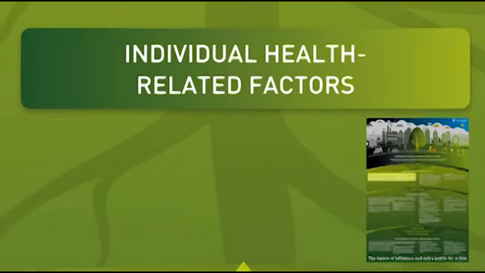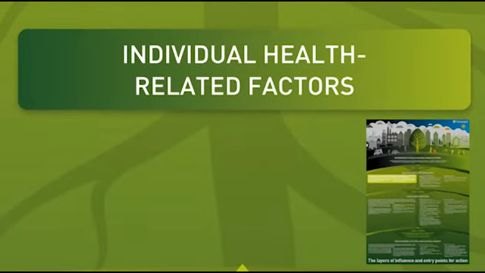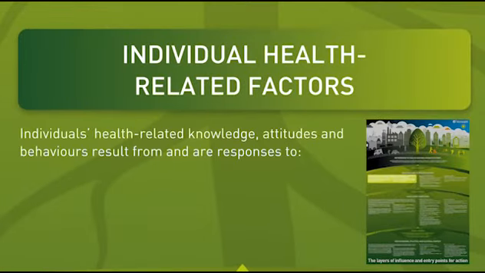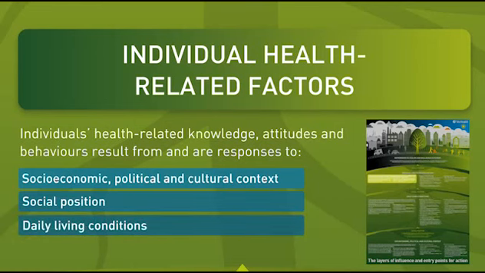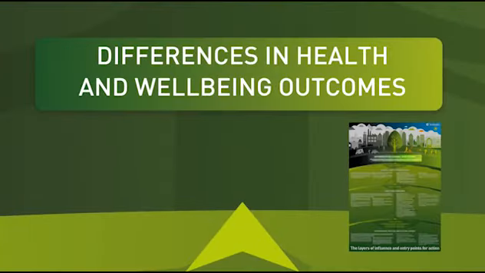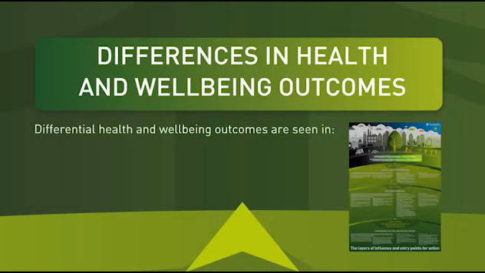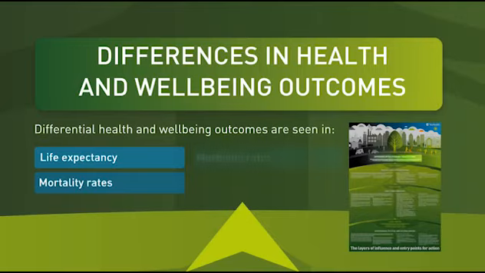The final layer of influence is at the individual level, and includes health-related knowledge, attitudes and behaviours, which result from and are responses to individuals' socioeconomic, political and cultural context, social position and daily living conditions. These layers of influence, inequitably distributed according to social position, create differences in health outcomes. Differential health and well-being outcomes are seen in life expectancy, mortality rates, morbidity rates, and self-rated health.